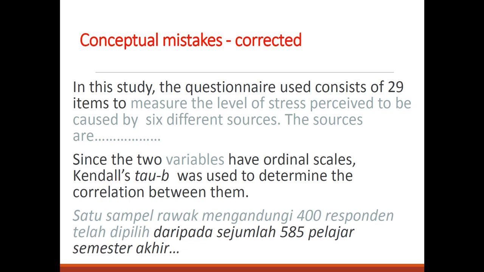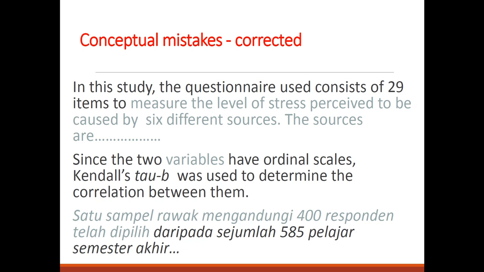So the questionnaire used consists of 29 items to measure the level of stress. So tadi tu kita cakap measuring the six sources of stress, but you have to tell, okay, what you usually measure. Okay, you actually measure the level of stress perceived to be caused by six different sources. So you have to explain in detail lah what your instrument does for your research.